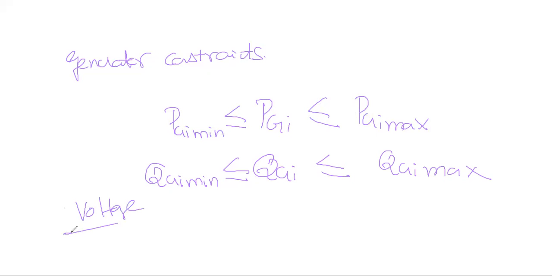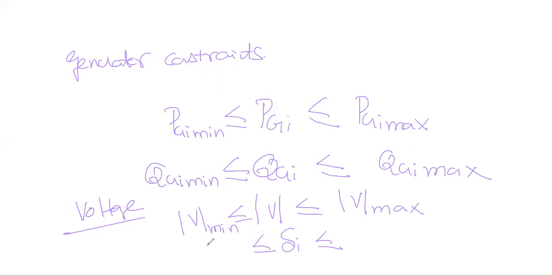Then voltage constraints. These voltage constraints mean the magnitude and phase angle of the voltage at various nodes should vary within the limits. So the magnitude of voltage at various nodes should be within its minimum and maximum limit. Similarly, the phase angle also should be within minimum and maximum limits.